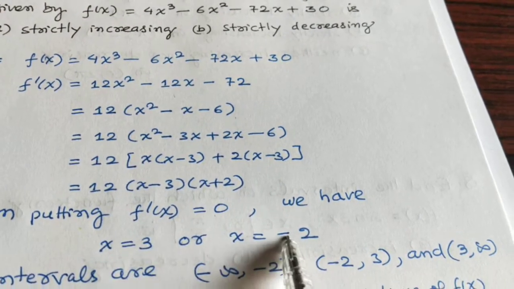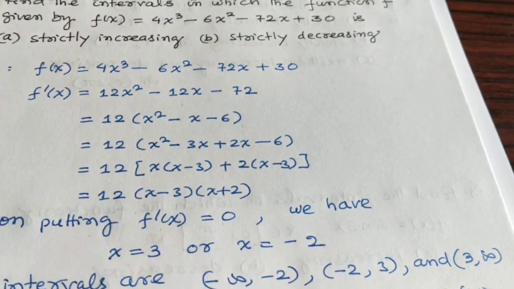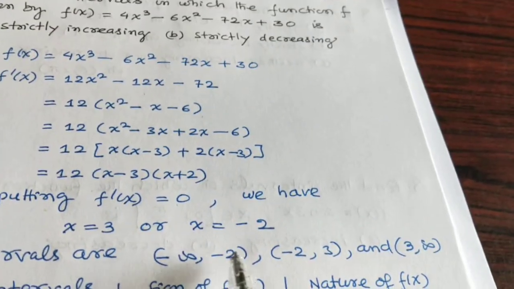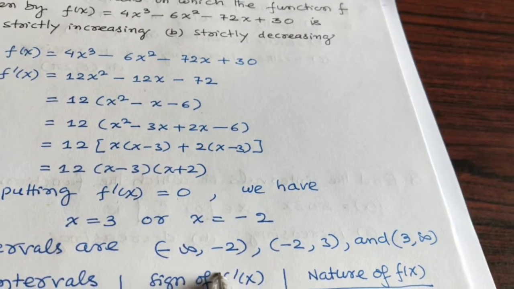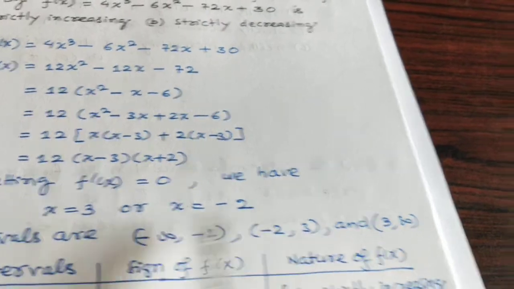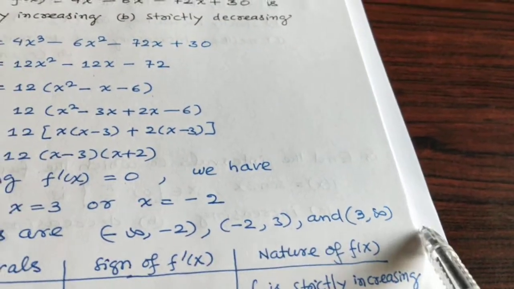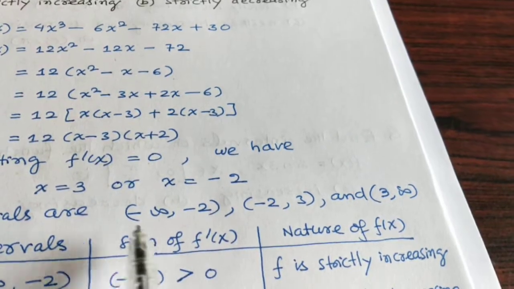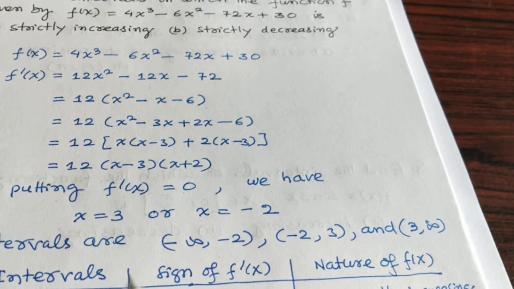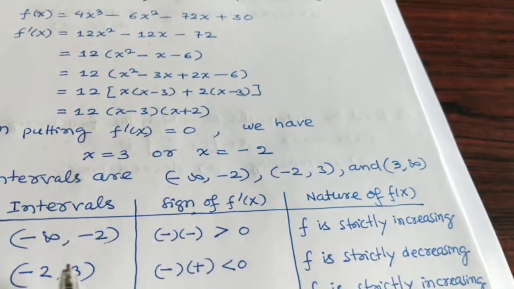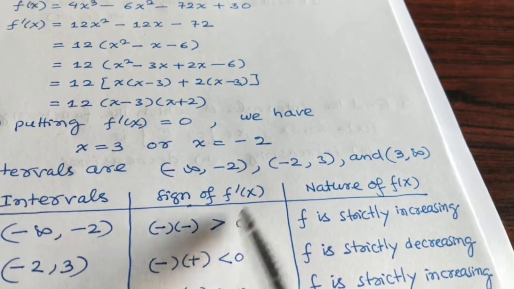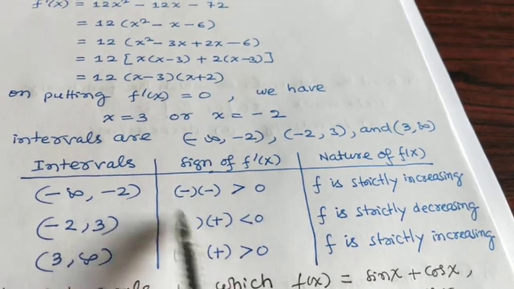These 2 points will divide the entire real number line into 3 parts. How? The intervals will be minus infinity to minus 2, okay, from the left side. Then the interval minus 2 to 3, and then 3 to infinity, right? So these are the intervals we will be testing for either increasing or decreasing, because the question is to find the intervals where the function is increasing or decreasing. So we will frame a table like this: intervals, sign of f dash x, nature of f.